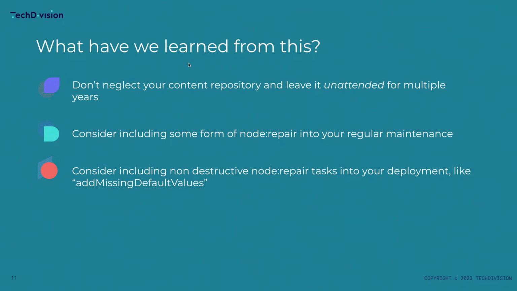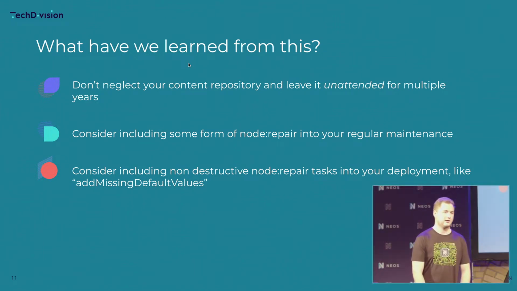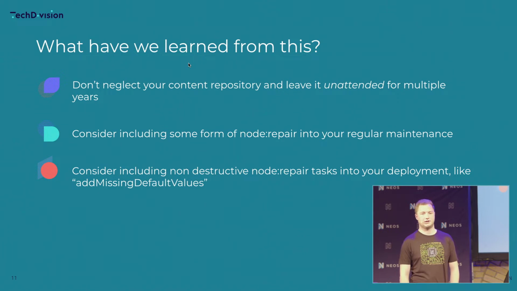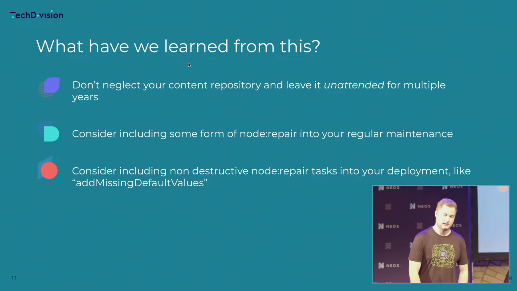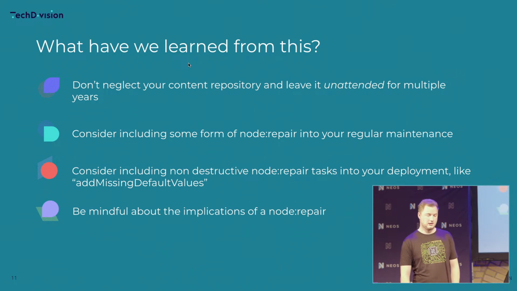Also consider including non-destructive node repair tasks in your deployment. For example, adding new default values. If you do this regularly, and especially if you do this with every deployment where you add new default values, there shouldn't be a problem if you include the node repair for adding missing default values. There are also other node repair tasks that you can include, which should, in theory, be non-destructive. And be mindful about the implications of a node repair. As I said, it can remove nodes that are still needed, or that just somehow got lost.